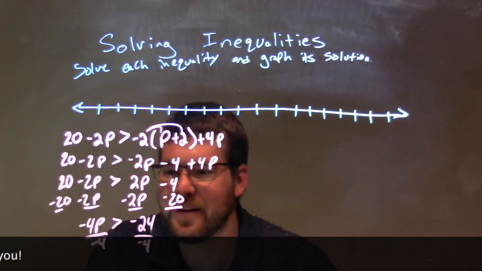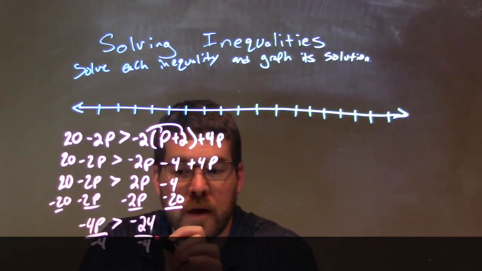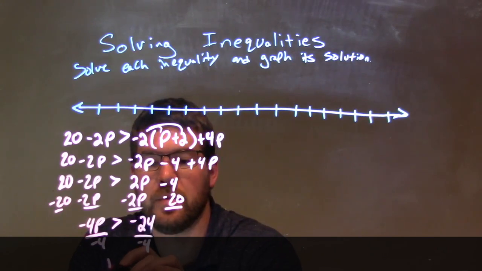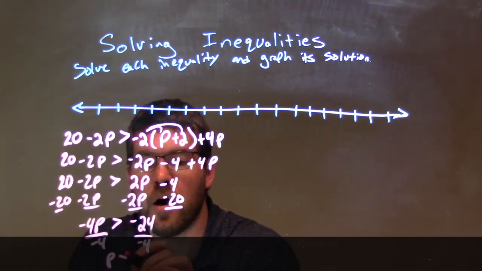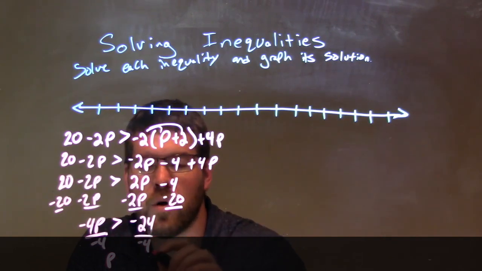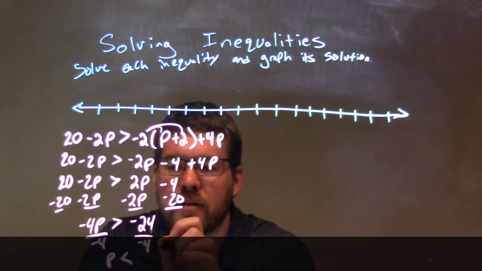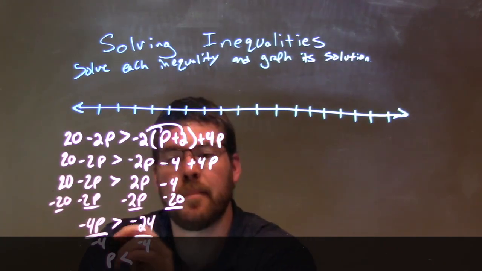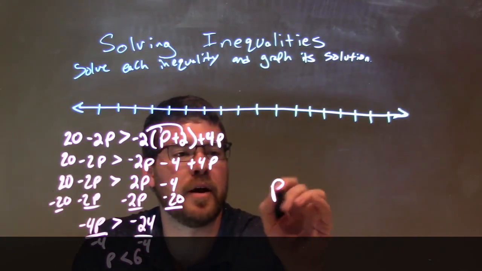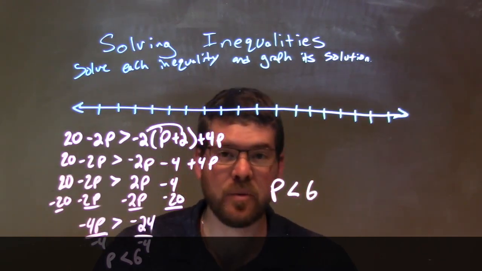And this is where it gets a little tricky, right? We're dividing by a negative over the inequality. So we're left with p is, well, not greater than anymore, right? Because we divide by a negative over the inequality, the greater than sign turns to a less than sign. And negative 24 divided by negative 4 is a positive 6. So I'm going to rewrite it here with p is less than 6. And that's going to be our final answer.